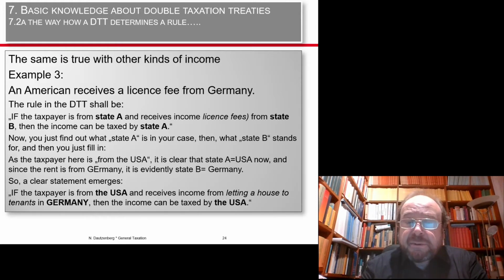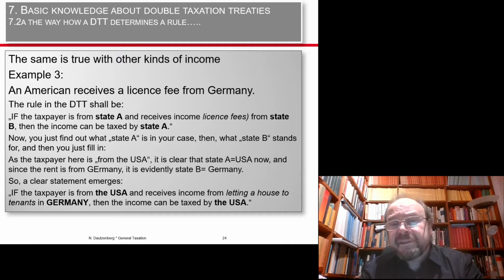You have such rules depending on the individual kinds of income in the double taxation treaties. For example number 3. An American receives a license fee from Germany. The rule in the double taxation treaty shall be, if the taxpayer is from State A and receives income license fees from State B, then the income can be taxed by State A. Good. Let's find out. Taxpayer from State A. What's State A in our case?